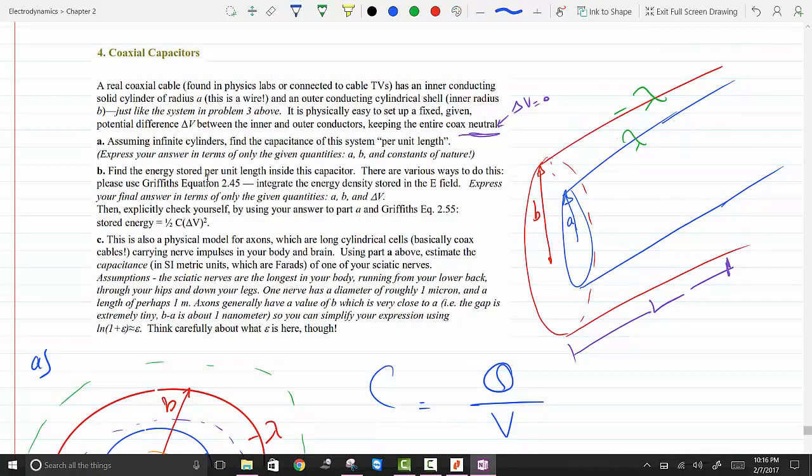Part B says find the energy stored per unit length inside the capacitor. There are many ways to do this, but he wants you in this specific question to integrate the energy density that is actually stored in the electric field itself. And then we could check the answer using the algebraic formula 1/2 C delta V squared.